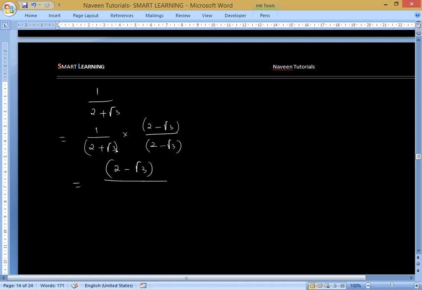(a plus b) into (a minus b). You can see the same numbers with the different symbols, right? (a plus b) into (a minus b).